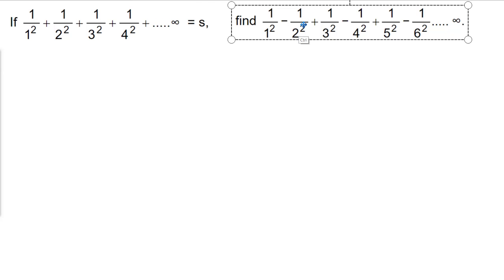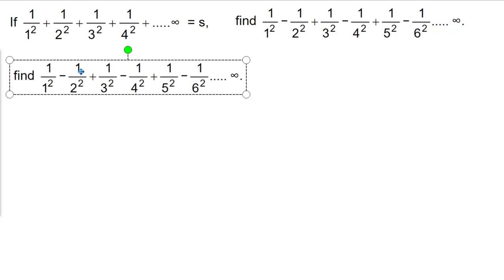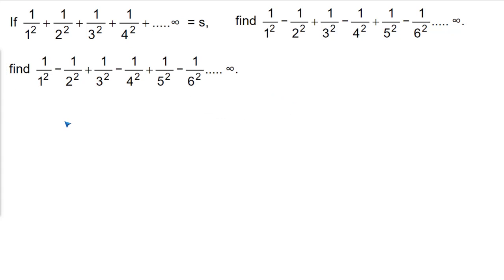So over here the expression in find is what? 1 by 1 square minus 1 by 2 square plus 1 by 3 square minus 1 by 4 square and so on. What we can observe here is some terms are positive, some terms are negative. Which terms are positive? 1 divided by odd number square is a positive term, and which terms are negative? 1 divided by even number square are negative terms. So the first thing that comes to our mind is let's separate all the positive terms and all the negative terms. So the expression in find we can represent as, let's take all the positive terms in one bracket.